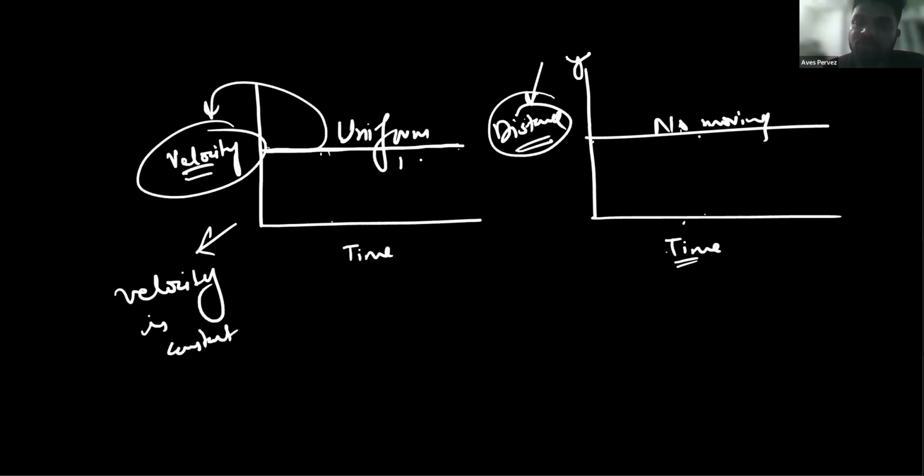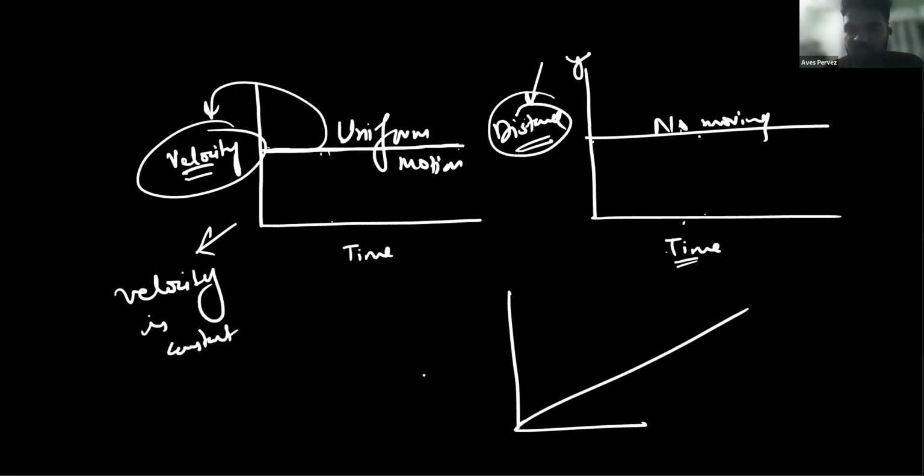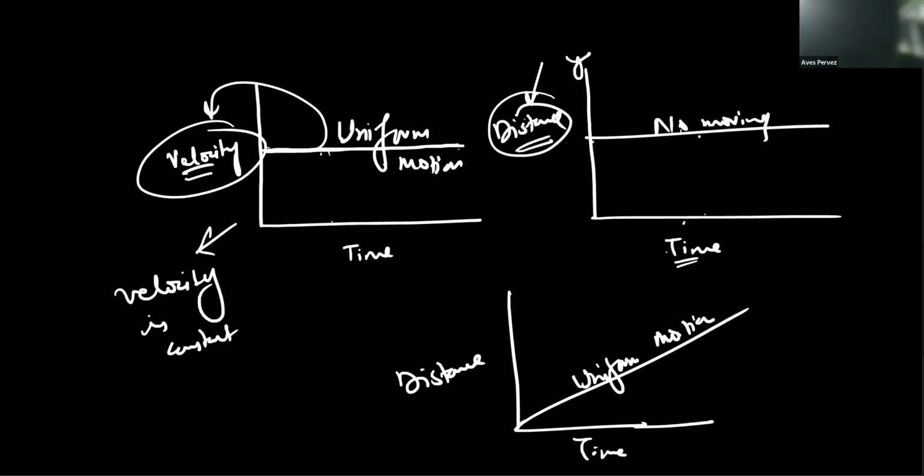In a distance time graph, uniform motion graph is like this. But in a velocity time graph, uniform motion is like this. Okay, note it down.